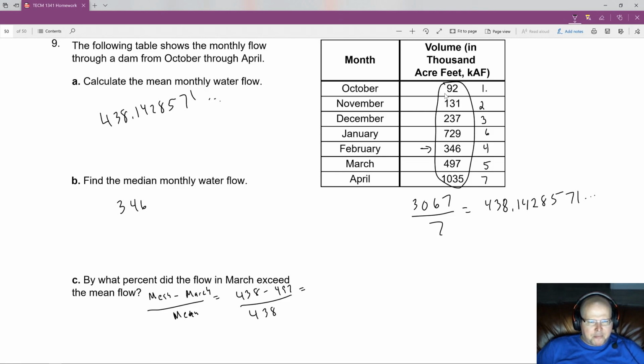It doesn't really matter. Okay, so once we plug everything in, we get 0.1343. And we want to turn that to a percent, so we multiply it by 100%, and we get 13.43%.